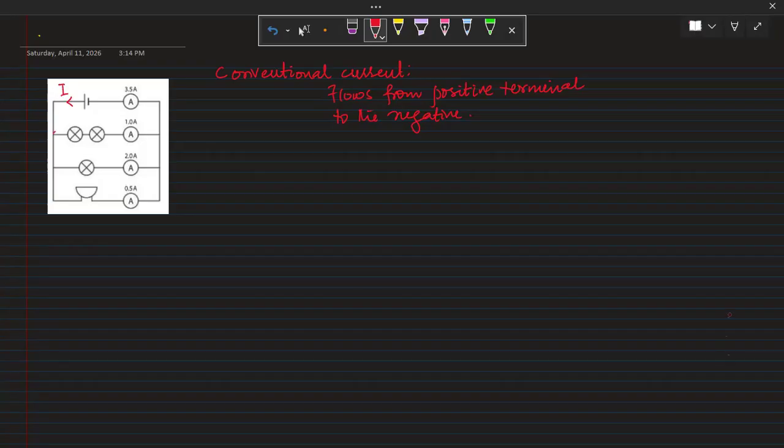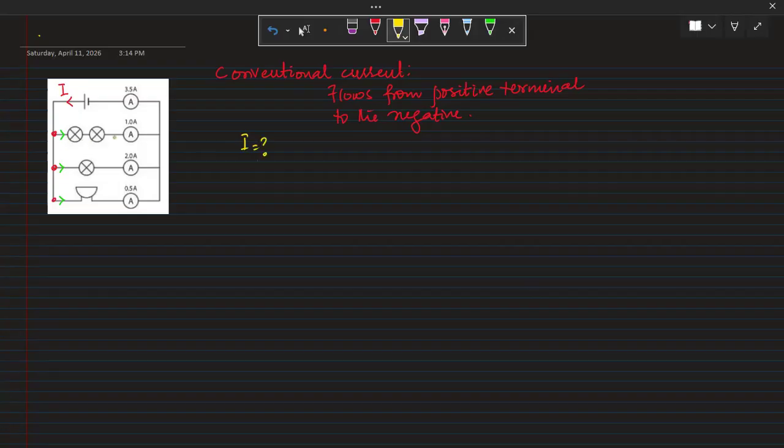When the current reaches this point and this point and this point, the current is going to split up. The total current will split up. Now, what are we observing here? Four different ammeters are connected. So can we find out the total current? Yes, we can.